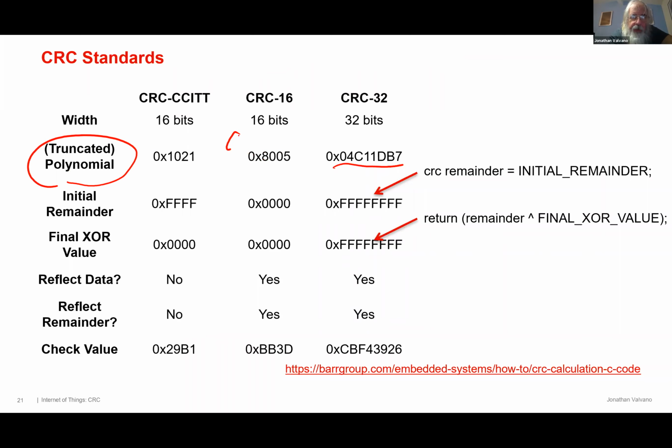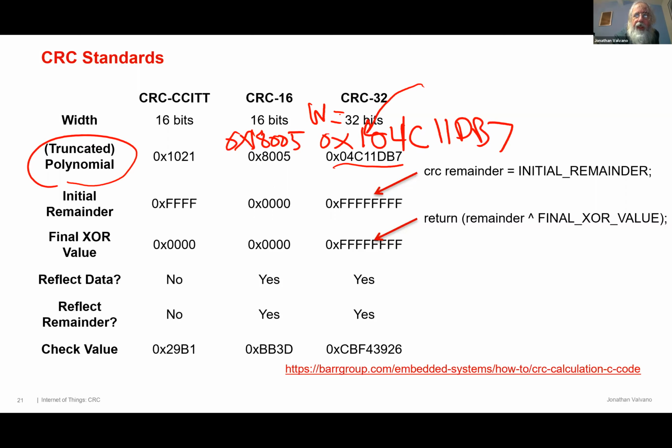And so when you look up the polynomial, that's why it's called a truncated polynomial. The actual polynomial is 0x18005. Or over here, 0x104C11DB7. So the highest bit doesn't have to be saved because if I exclusive OR it, I will always set the most significant bit to 0. So it only actually does the exclusive OR with the rest. Okay, and this is a 32-bit polynomial.